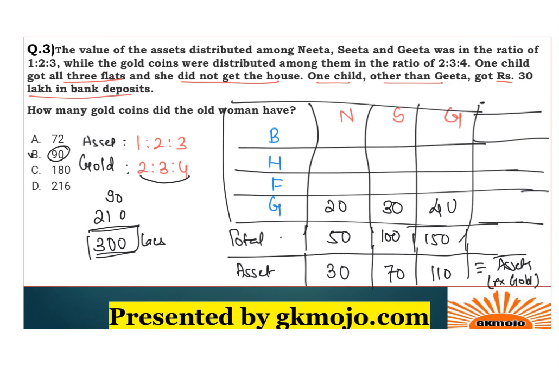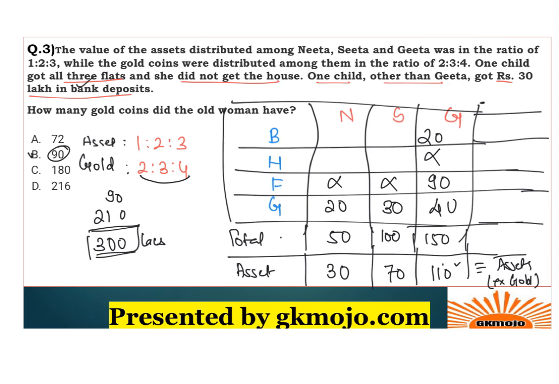It has been said that all 3 flats went to one child. The 3 flats can definitely go only to Geeta because she has assets over 100. So Geeta gets 3 flats of 90 lakhs, and you can cross this out. How much is left for Geeta? Geeta cannot get a house now because she has exhausted her amount, and only 20 lakhs is left to complete the 110, so she gets 20 lakhs in bank deposits. We are left with 50 lakhs of bank deposits.